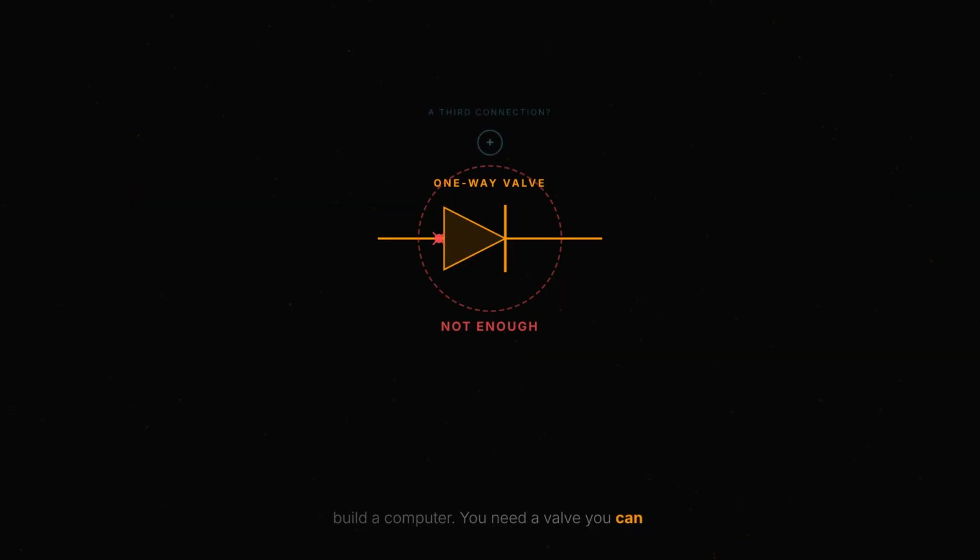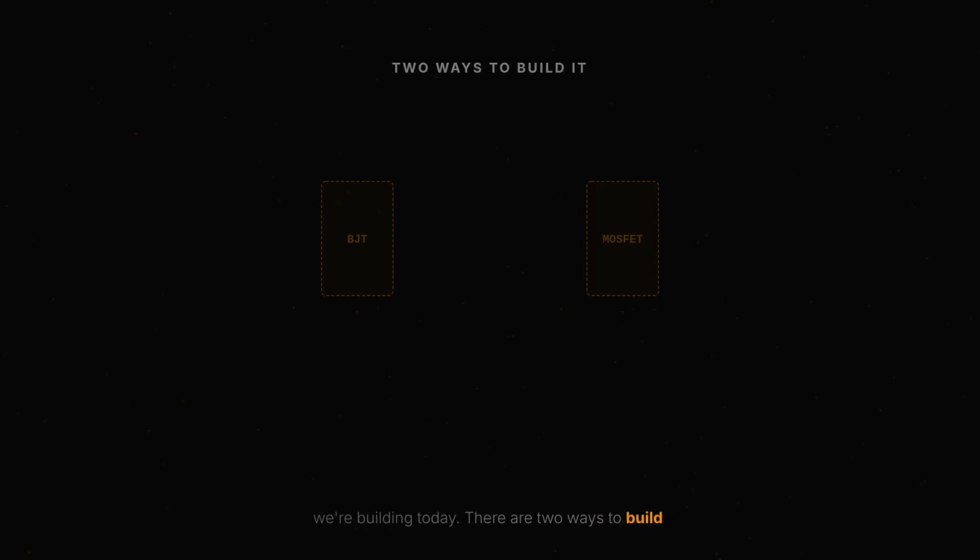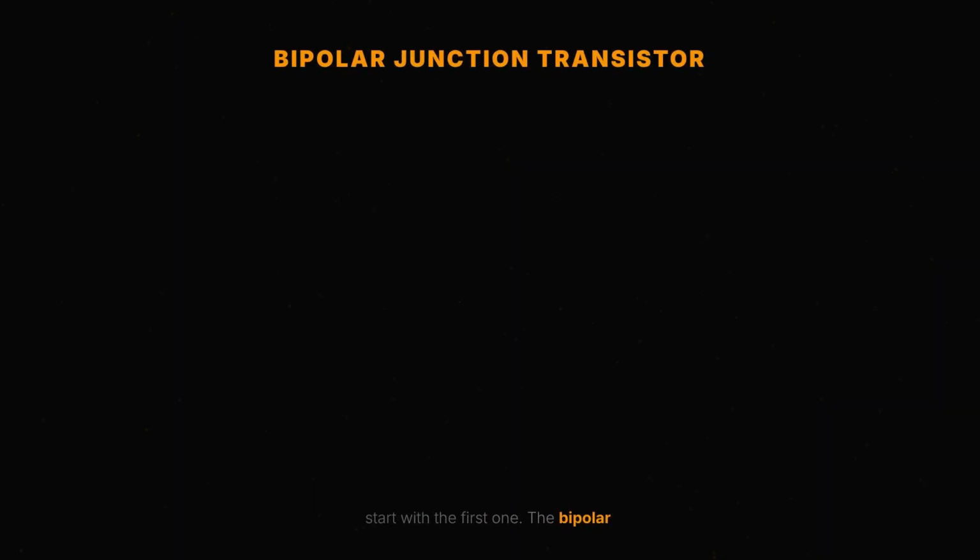You need a valve you can control, a switch you can flip electrically, thousands, millions, billions of times a second, with no moving parts. That's what we're building today. There are 2 ways to build that switch. They work on completely different principles. Almost every chip made since the 1970s uses one of them almost exclusively, and by the end of this episode, you'll understand exactly why. Let's start with the first one, the Bipolar Junction Transistor, the BJT.